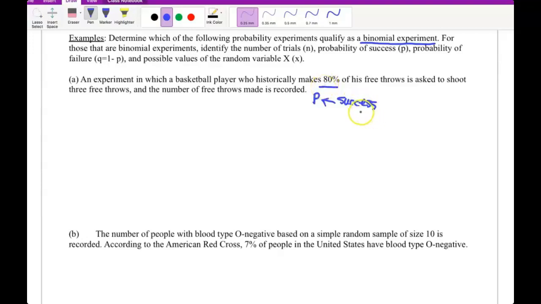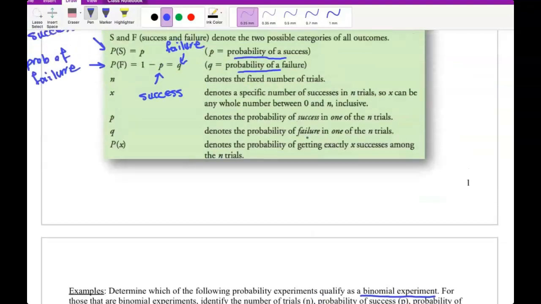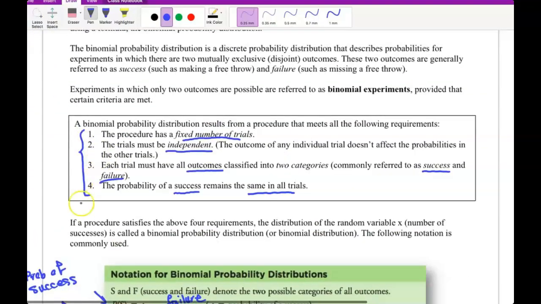So we have 80% probability of success, and to find probability of failure, Q is equal to 1 minus P. So Q is equal to 1 minus 80%, which is 20%. So this part is failure. Now we should follow these steps to see if we have a binomial experiment or not.